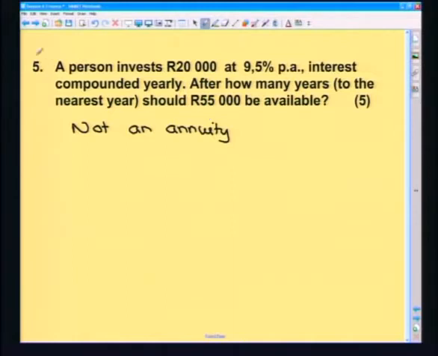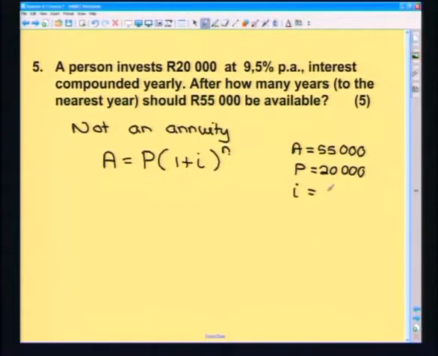The only purpose of this question is to show you how we get the logs asked in the grade 11 work. So what we're going to do is work with our normal formula. We know that the accumulated amount must be 55,000. The amount invested was 20,000. The interest rate was 0.095, which we divide by 12 because we want monthly. Oh no, I don't. I want yearly, so let's just take that off. And I want to know after how many years should that 55,000 be available. And so really what I'm finding here is that, again, it's an exponent, and if it's an exponent, then we suspect we're going to have to use our logs.